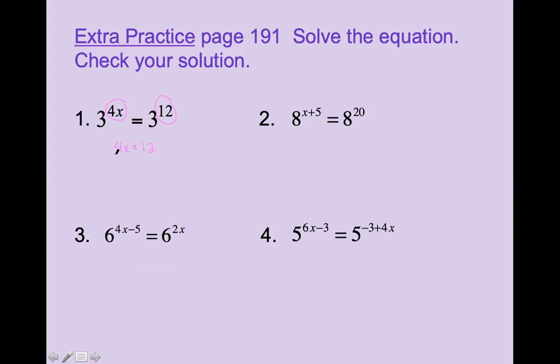So I'm going to solve that equation. I divide both sides by 4, and I get that x would have to be equal to 3. And that makes sense. If I plug a 3 in here, 4 times 3 is 12. 3 to the 12th certainly equals 3 to the 12th.